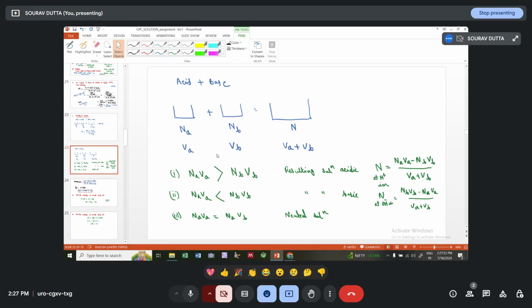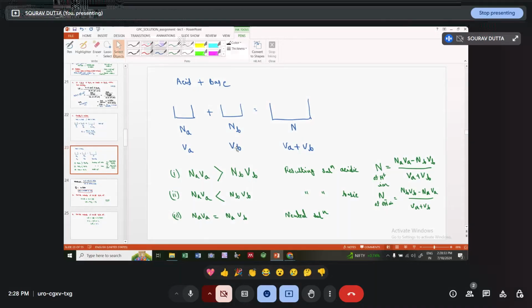So the number of gram equivalents of the acid is Na into Va, where the small a represents acid and small b represents base. NbVb is the number of gram equivalents of the base. If NaVa is greater than NbVb, then some H plus will remain in the reaction medium and the resulting solution will be acidic. The normality of the final solution will be NaVa minus NbVb, that means larger minus smaller, divided by the total volume Va plus Vb.